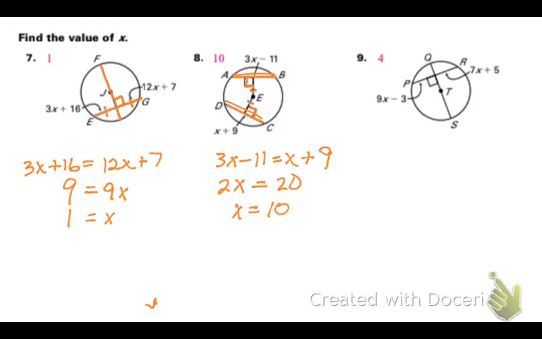And here, same thing. We have a diameter that is 90 degrees to a chord, so we know these two sides have to be equal. So 9x minus 3 equals 7x plus 5. 2x equals 8, x equals 4.